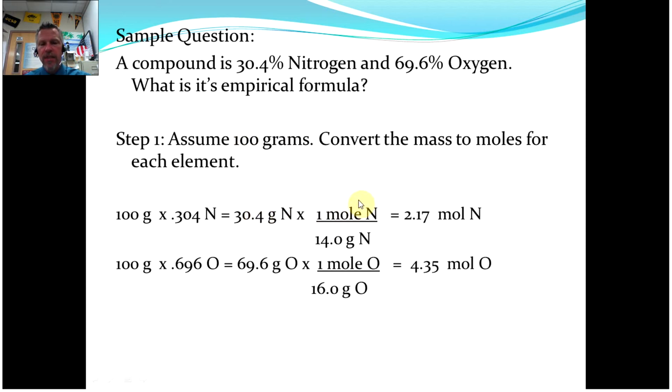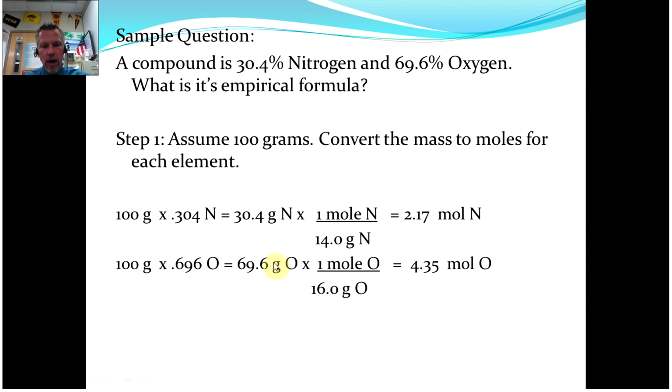All right, and then we take the molar mass for nitrogen to convert that, which is 1 mole is 14 grams, and we convert this number of grams into a number of moles. So in our hypothetical 100 gram sample, we would have 2.17 moles of nitrogen. All right. Then we do the same kind of calculation for oxygen. Our hypothetical 100 gram sample times the percentage of oxygen expressed as a decimal, 0.696. That equals 69.6 grams of oxygen.